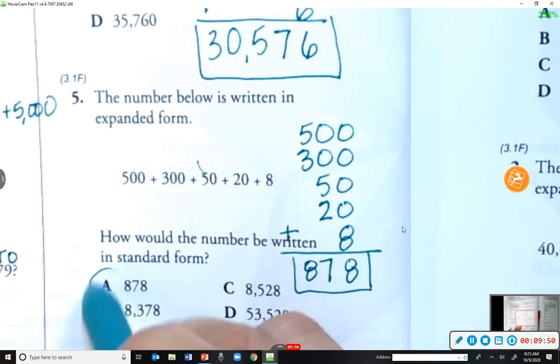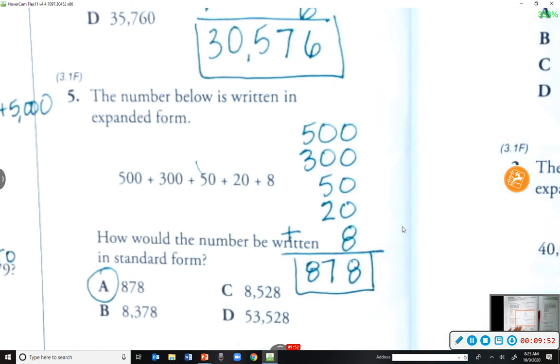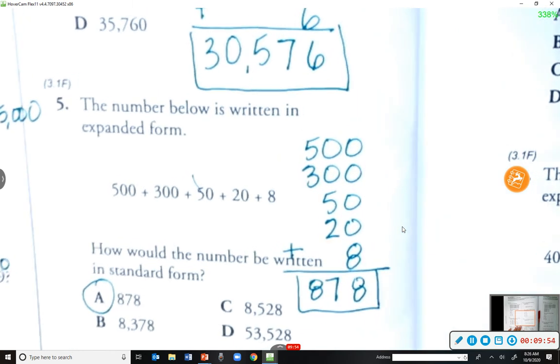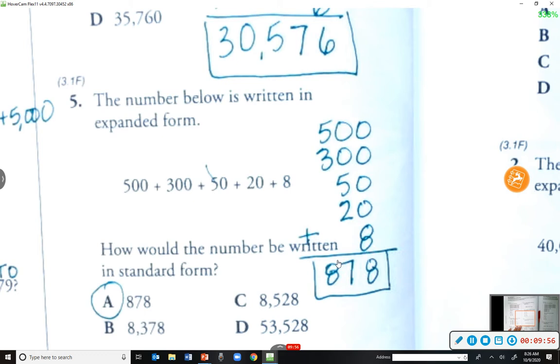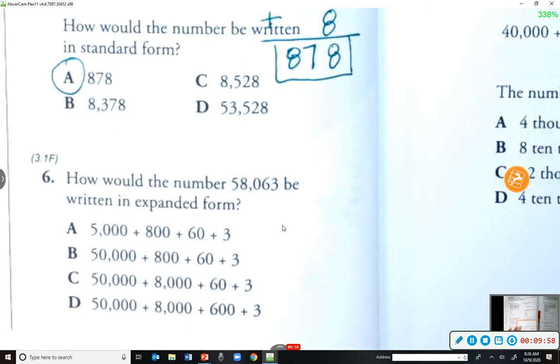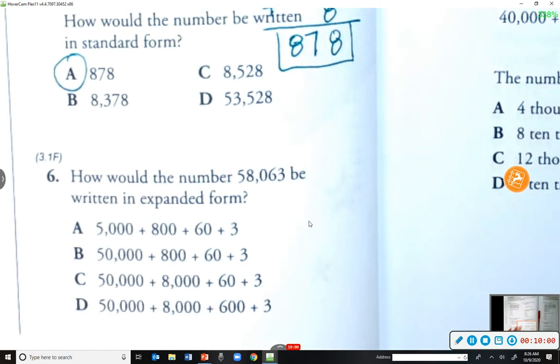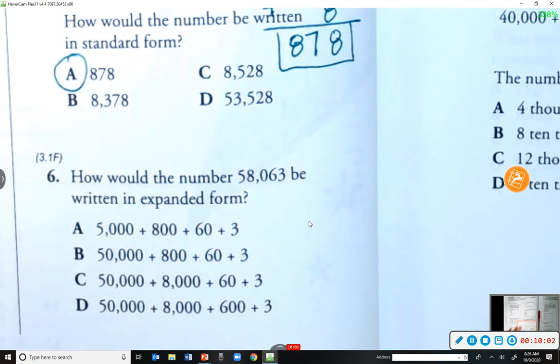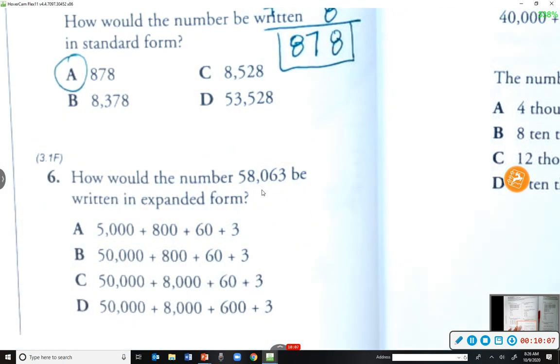878, so it would have been A for standard form. Okay, last one. Number 6. How would the number 58,063 be written in expanded form? Okay, so now we're going backwards. We're starting with standard form and we need to expand it.